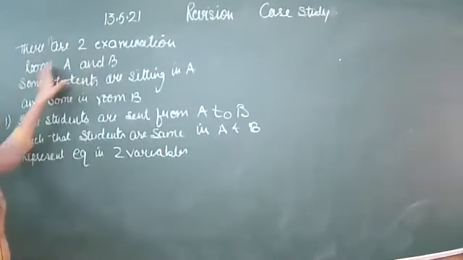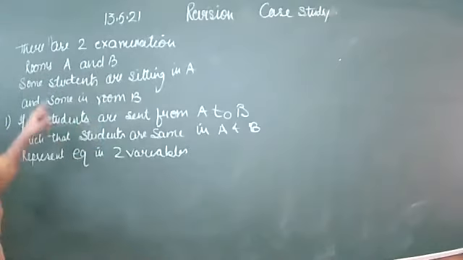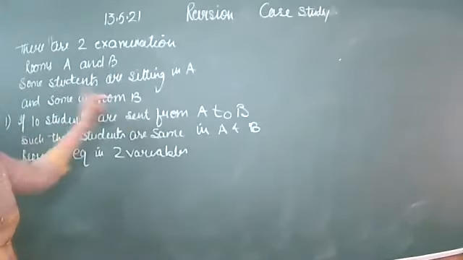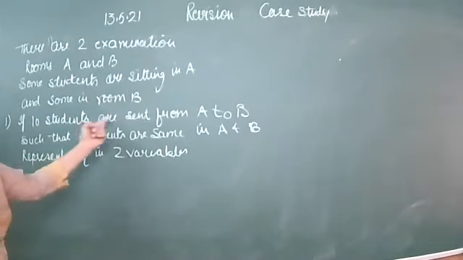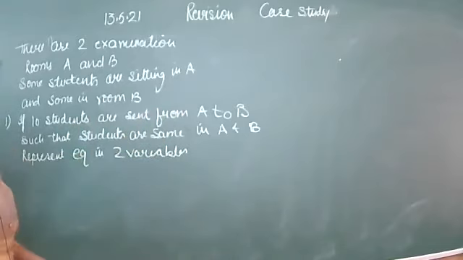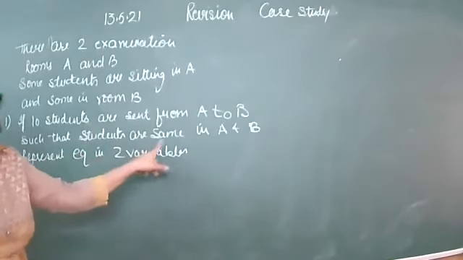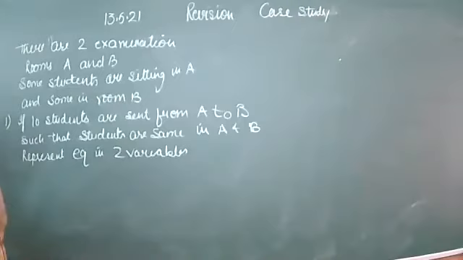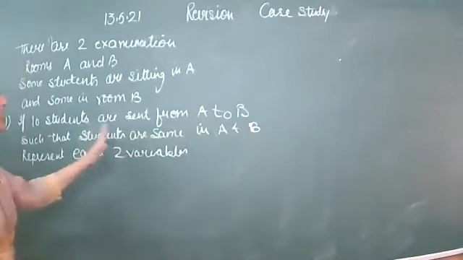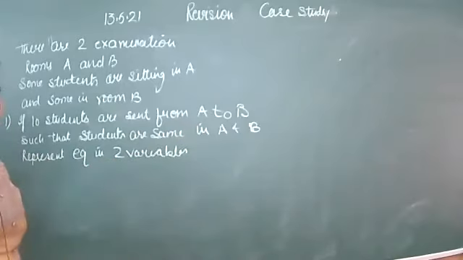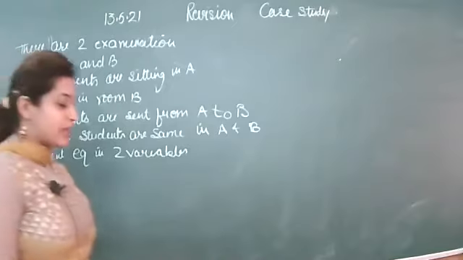There are two examination rooms, A and B. Some students are sitting in room A and some are sitting in room B. If 10 students are sent from A to B room, such that the students are the same in both the rooms. After sending the students from A to B room, the students become the same. The total number of students in both the rooms will be the same. Represent the equation in two variables.